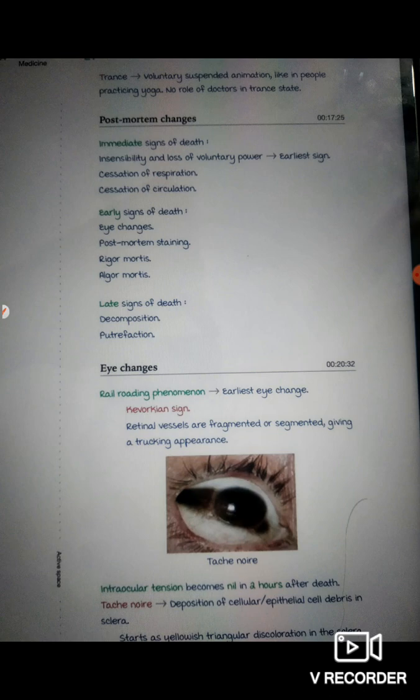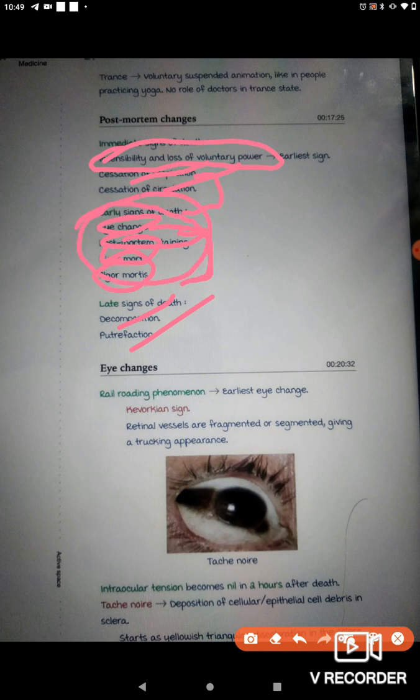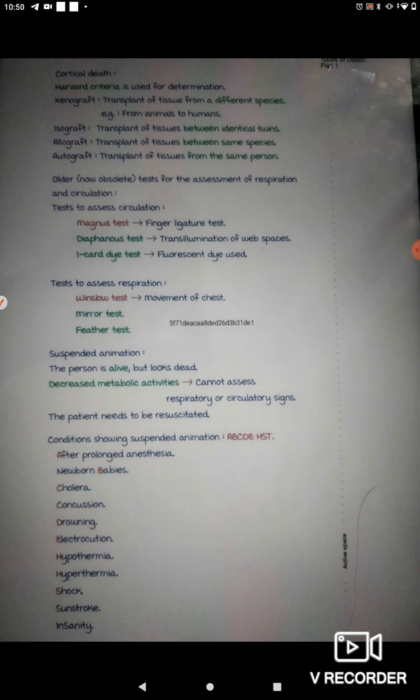So what are the immediate signs? Insensibility, loss of circulation and respiration. Early signs are postmortem staining, eye changes, rigor mortis, and algor mortis. Late signs are decomposition and putrefaction. Insensibility and loss of voluntary power is the earliest sign. Cessation of circulation and respiration are also immediate signs. Eye changes, postmortem staining, rigor mortis, and algor mortis are early signs. Late signs are obviously decomposition and putrefaction. We have also seen the test for respiration, the Winslow feather test, and circulation tests: Magnus, Icard tests.